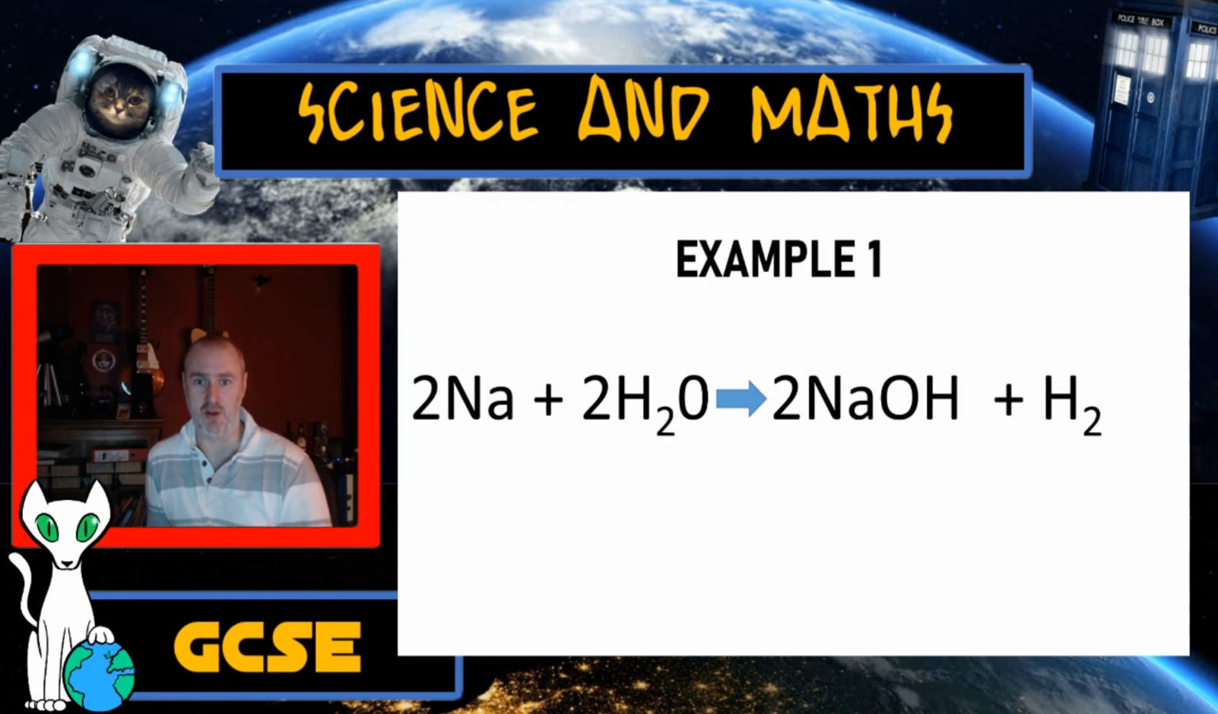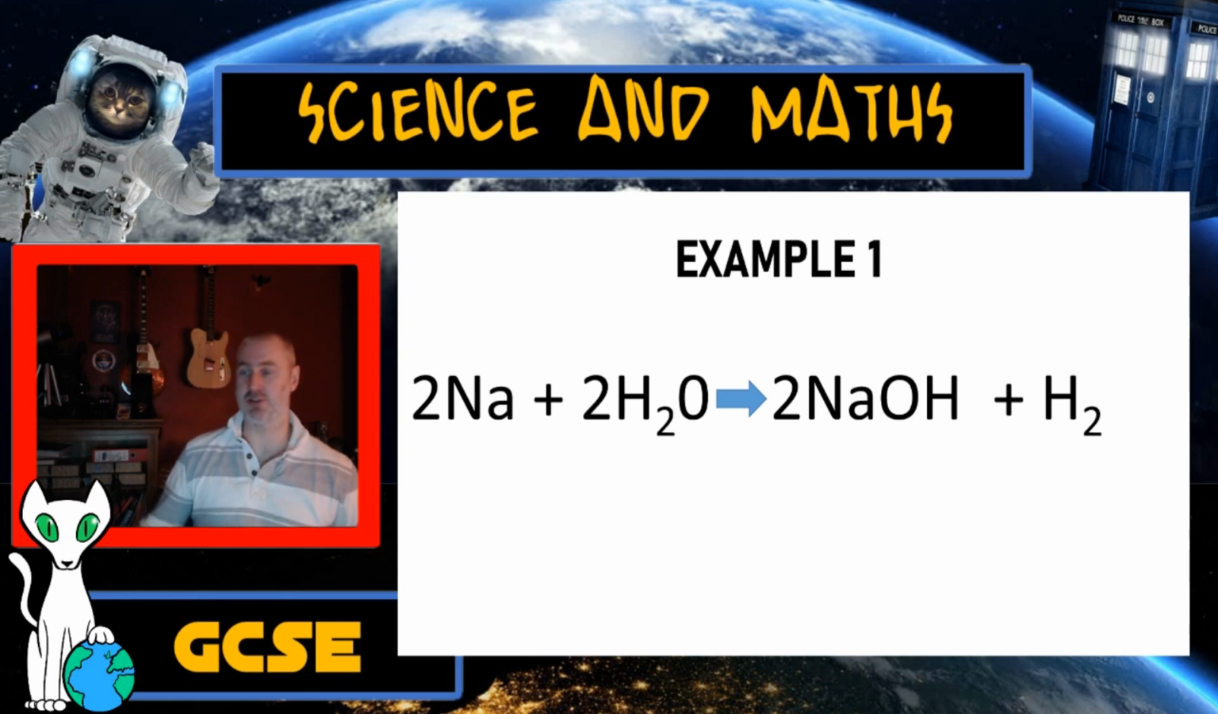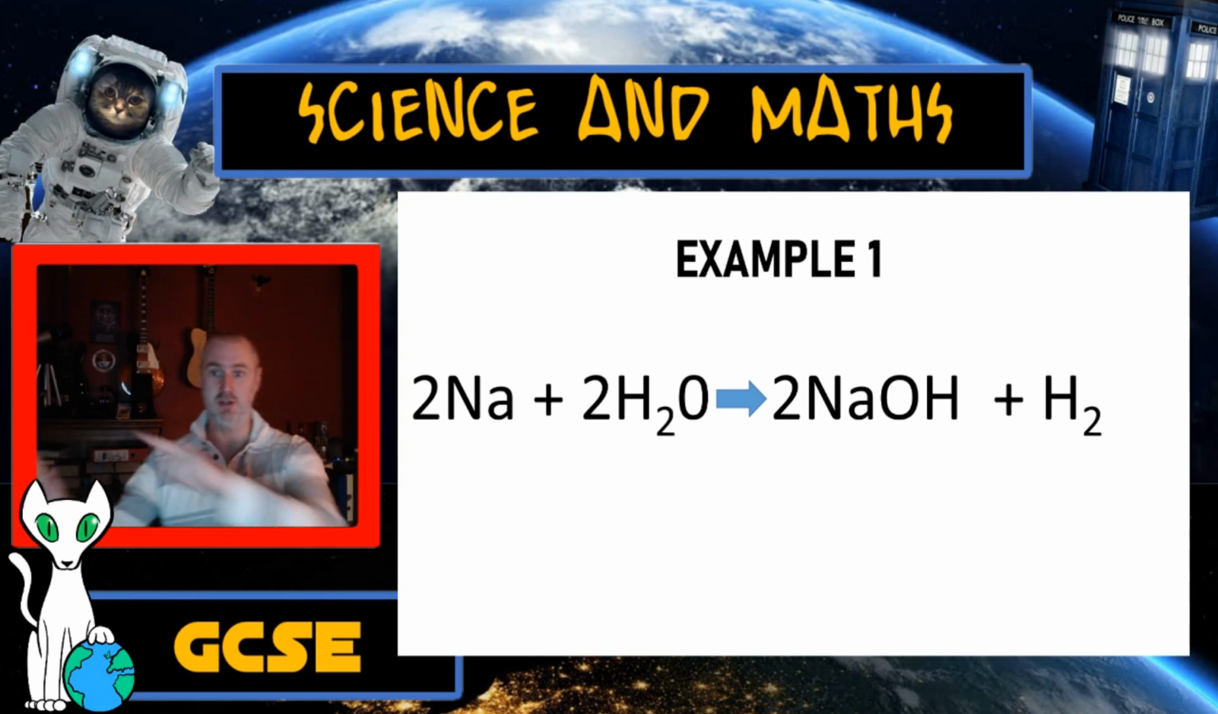And I can go a step further. I could say a chemical reaction that produces 2 moles of sodium hydroxide will produce just 1 mole of hydrogen. Or a chemical reaction that produces just 1 mole of hydrogen is going to require 2 moles of sodium. If we look at it in that way, then what I'm about to introduce to you is going to become a lot more easy.